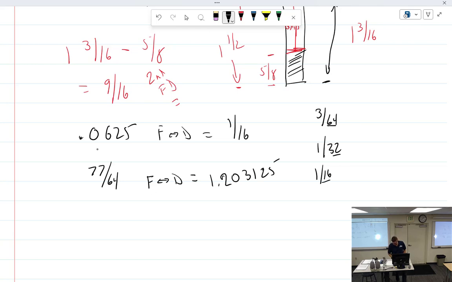1.20312.5. All right. All right, I like this one, I think.